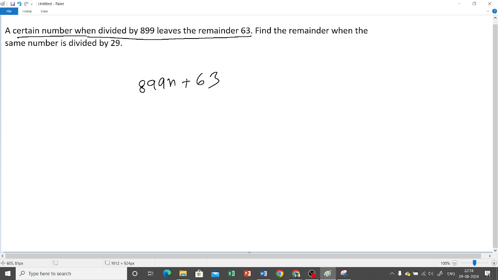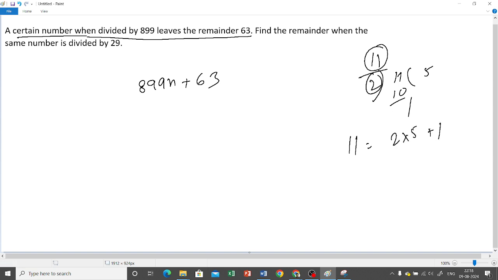A number when divided by 899, for example 11 divided by 2, what are we going to get? 2 5s are 10, remainder 1. So 11 can be written as 2 into 5 plus 1, that means divisor into quotient plus remainder. So a certain number divided by 899, in place of 2 we have 899, in place of the remainder we have 63, and in place of 5 we have n, so 899 into n plus 63. Find the remainder when the same number is divided by 29.